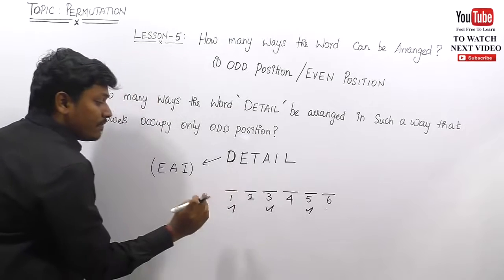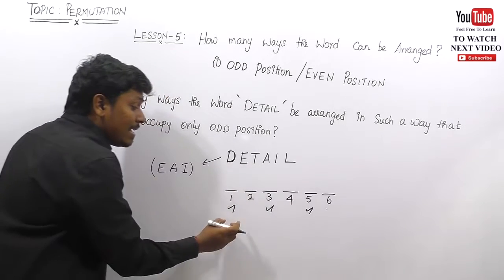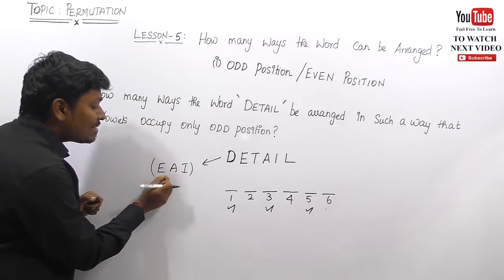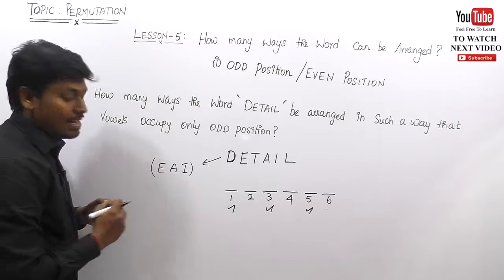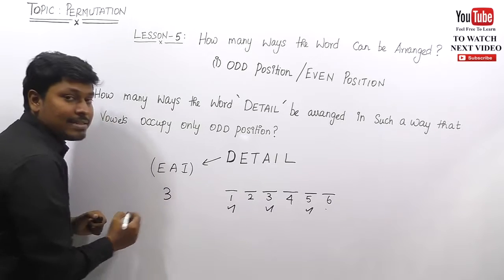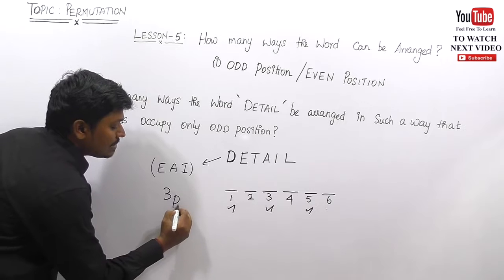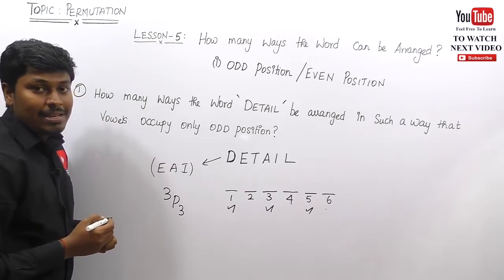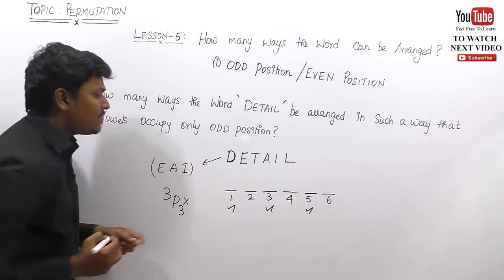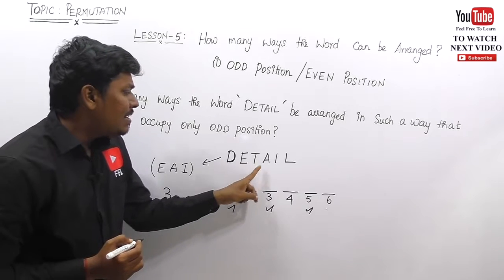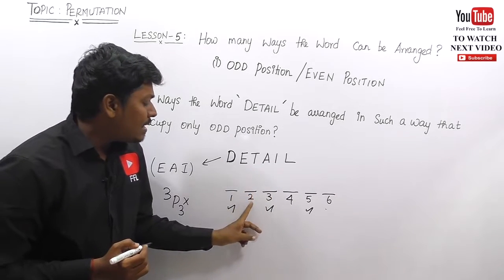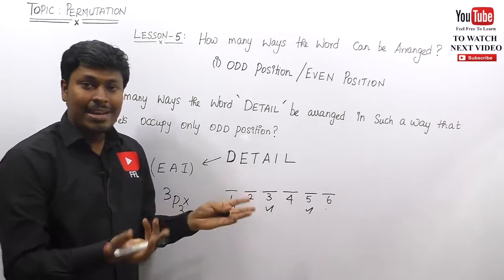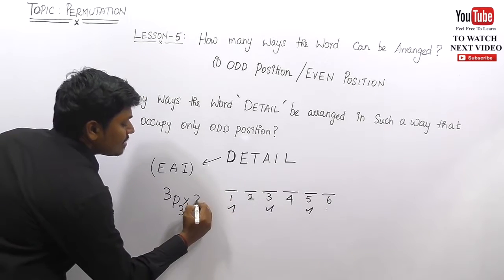Right? So friends, listen carefully. There are 3 odd positions, and in these 3 odd positions we need to place these 3 vowels, E, A, I. So 3P3, and the remaining consonants, friends, that is D, T, L, can be placed in the even positions, that is 2, 4, 6, in any different ways, right? So that can be written as 3 factorial.